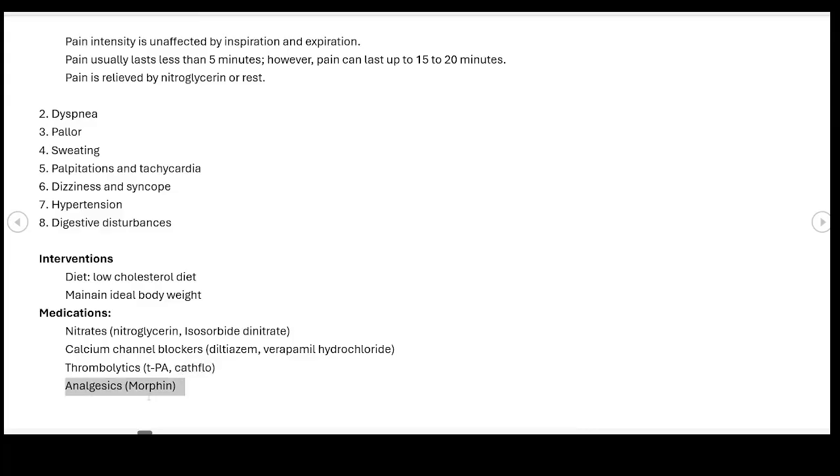Then we also have analgesics, which are pain medications. In this case, we give morphine, or you see morphine sulfate. The other one that you might see is Dilaudid. This is hydromorphone. This is the medication of choice, an opioid, when it comes to chest pain.